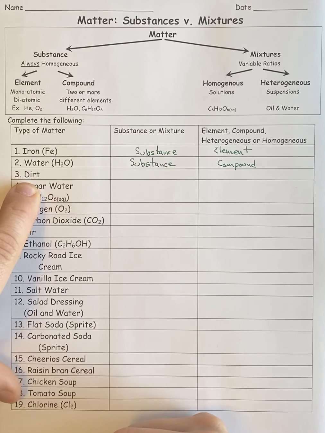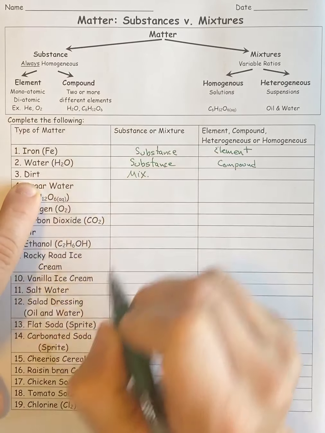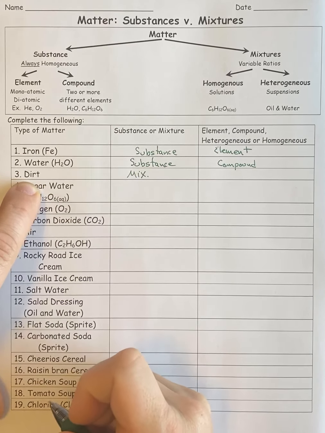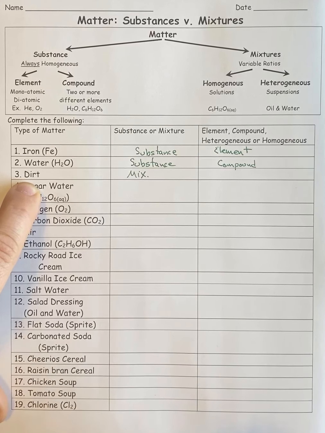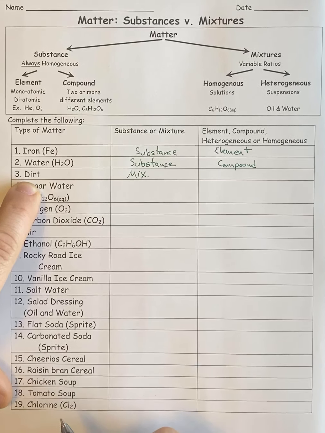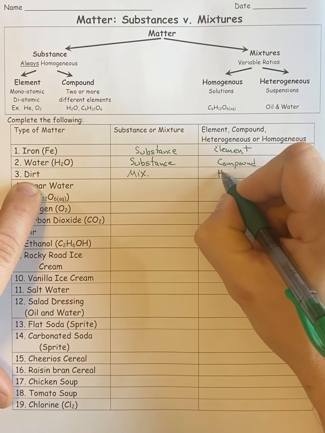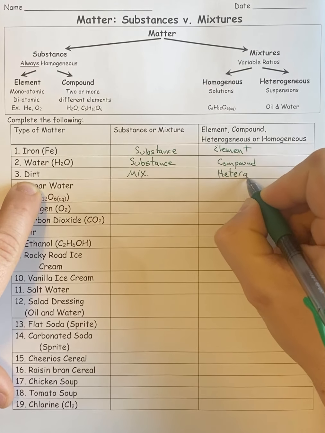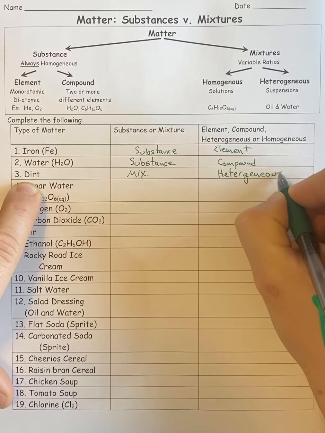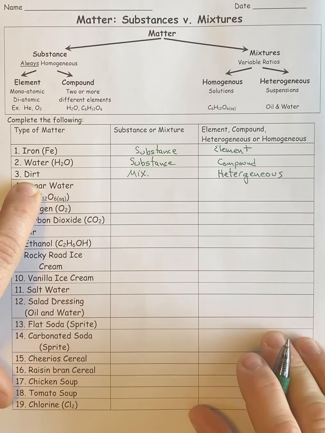Dirt. Now dirt, if we look at dirt up close, it's made of multiple things. Therefore, it's going to be a mixture, because it's sand and clay and sticks and leaves and things like that. And so there's lots of different things that go into dirt. So it's definitely a mixture. And since if I look closely, I can see those different things, it's heterogeneous. In other words, they're visible to my eyes. I can see the different things.